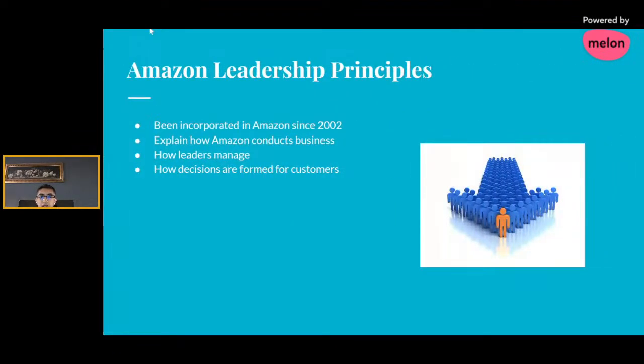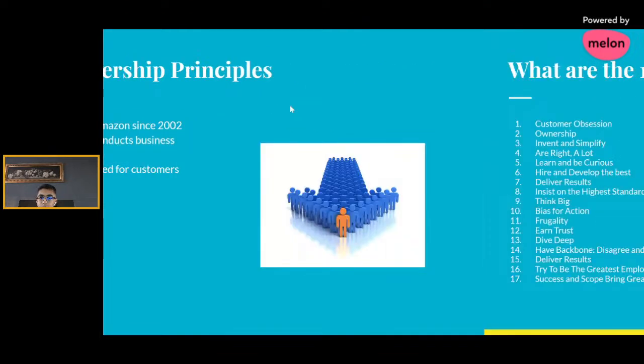Next, we're going to discuss the Amazon leadership principles. These principles have been incorporated since 2002, and they explain how Amazon conducts business. These are how leaders manage and how decisions are actually formed for their customers.